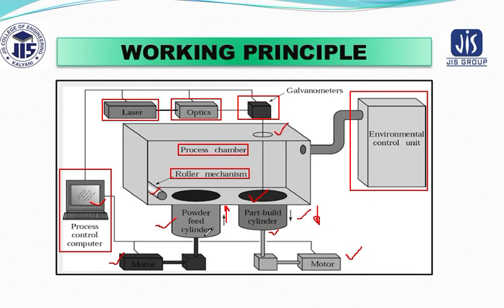Powder feed cylinder is slowly getting raised, and the part building cylinder is slowly getting lowered, meaning decreasing incrementally. With the help of this roller, the powder is spread over the part building cylinder, and with the help of the laser beam, the sintering is performed. So this is the basic working principle of selective laser sintering, and the entire process is controlled by your process control computer. Now let's have a look at the next slide.